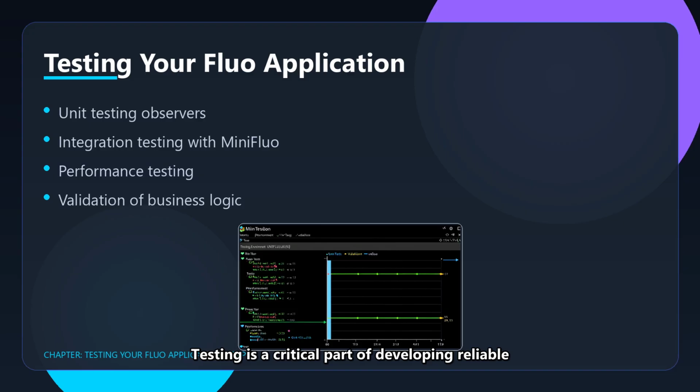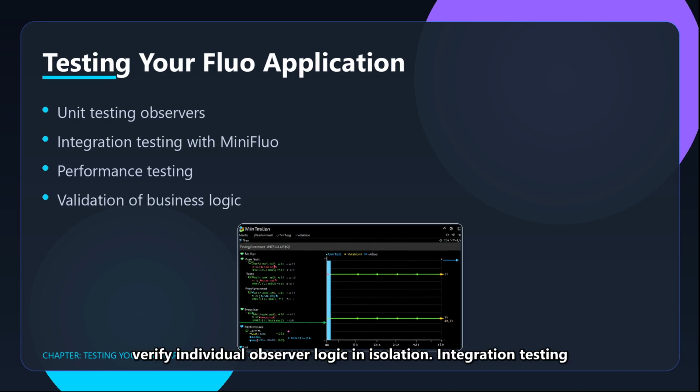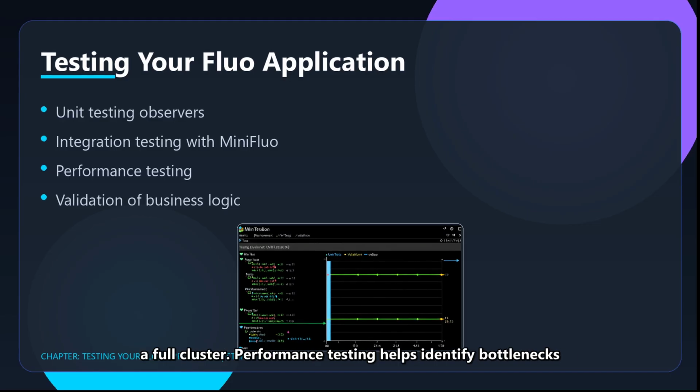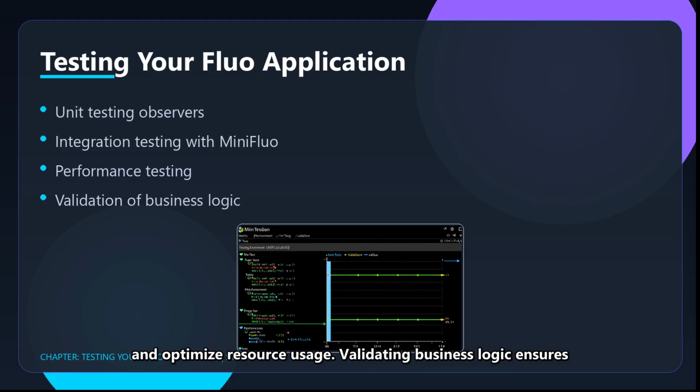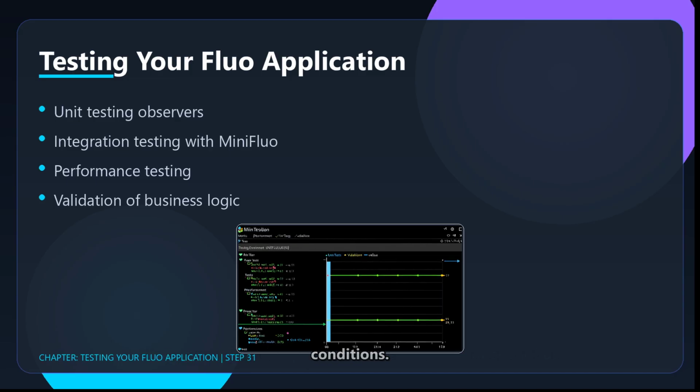Testing is a critical part of developing reliable Apache Fluo applications. Unit testing allows you to verify individual observer logic in isolation. Integration testing with Mini Fluo provides a lightweight environment that simulates a full cluster. Performance testing helps identify bottlenecks and optimize resource usage. Validating business logic ensures that your application produces correct results under various conditions.